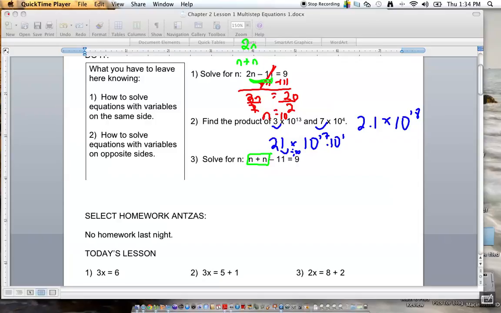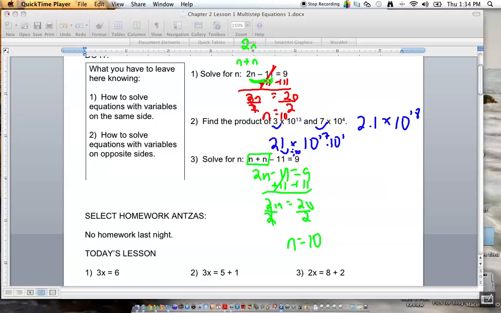One end and another end make 2n. And then I have 2n minus 11 is 9. And then I'm going to solve this exactly the way I would solve a normal equation. Plus 11. 2n equals 20. Divide by 2. N equals 10.